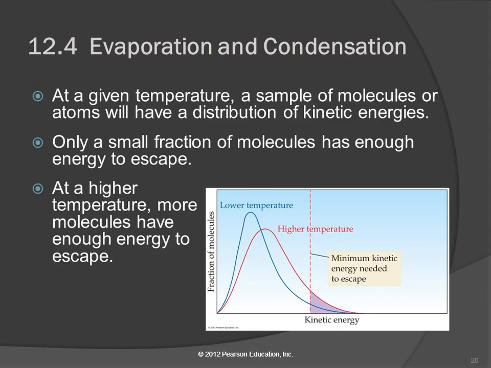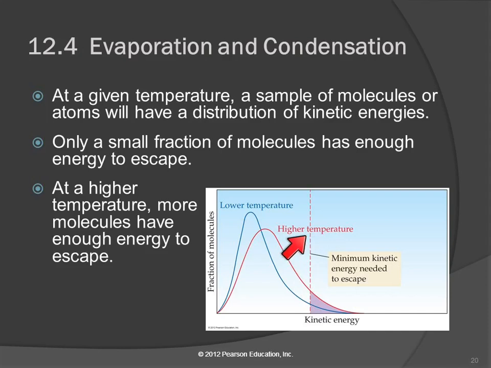So this graph shows us the fraction of molecules that have a particular energy. So kinetic energy going this way. And so at some temperature, let's look at the blue one first. At some lower temperature, most of the molecules have about this kinetic energy. There are a few that have a very high kinetic energy. And so we get this curve representing the fraction of molecules that have those particular energies. And so most of them are in this range.